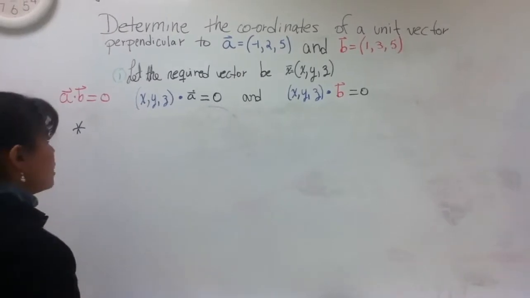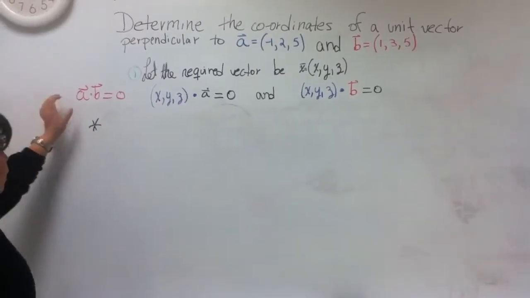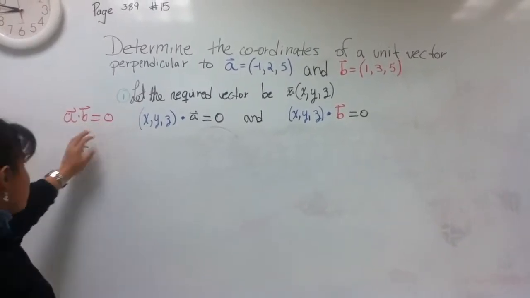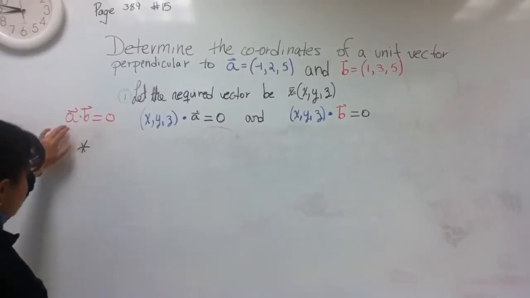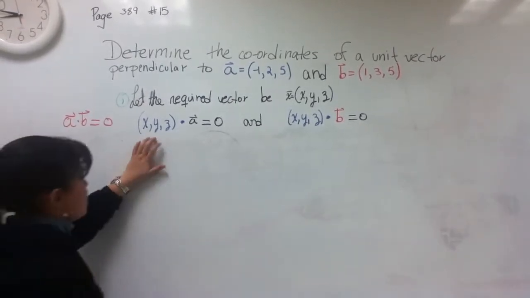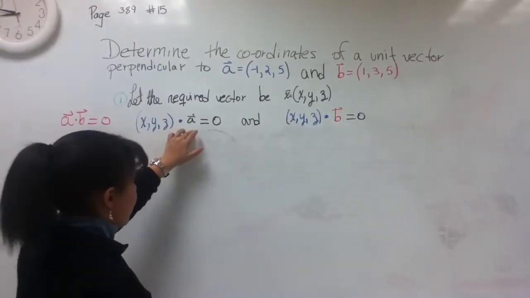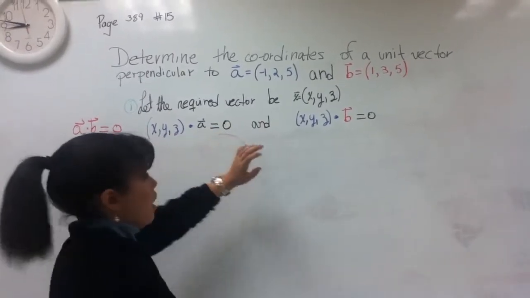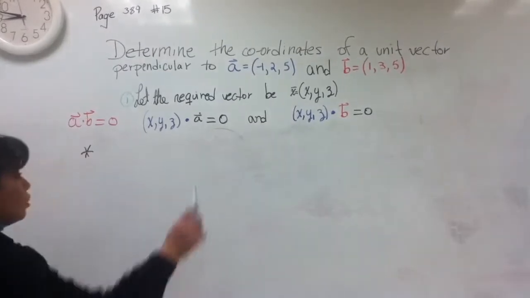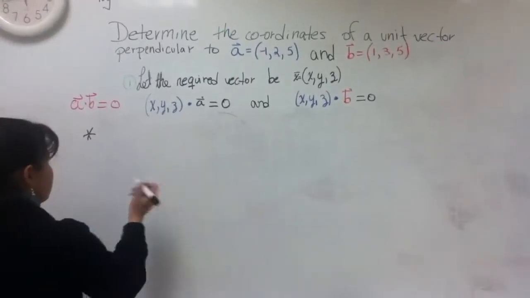Okay, now we're going to make use of the property that says when two vectors are perpendicular, their dot product is equal to 0. So A dot B is equal to 0 as long as A and B are perpendicular to each other. We're going to say that (x, y, z) dot A has to equal 0 and (x, y, z) dot B has to equal 0. So knowing this, we're going to go right on and do the dot product.